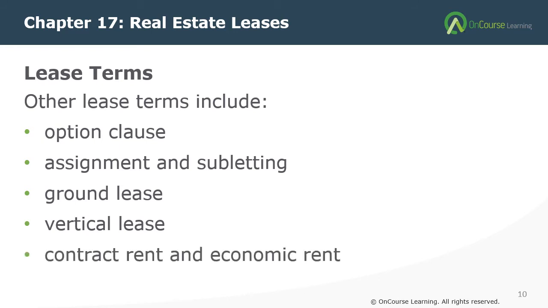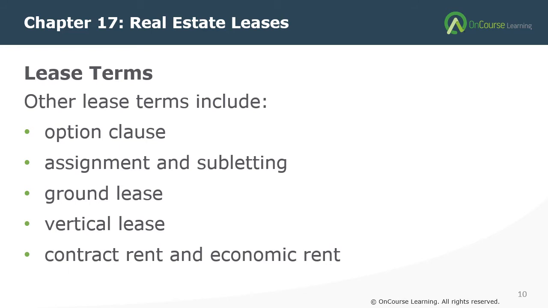Your book talks about the difference between contract rent and economic rent. Contract rent is the rent that the tenant actually pays, and it may include concessions. For instance, a concession might be if you sign a lease for, let's say, an entire year, you may get 1 month free.